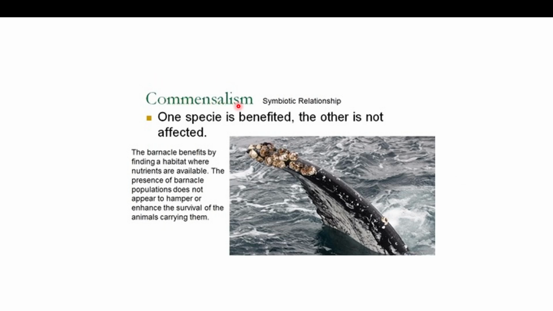And we were talking about commensalism, where one species is benefited while the other isn't affected. So this is a whale flipper, and then you see these ones, these are the barnacles hitchhiking on the way. The barnacle actually benefits by finding a habitat where nutrients are available. Presence of barnacle populations doesn't really hamper or enhance the survival of the animals carrying them. So these act as a kind of hitchhiker where they get to move from one place to the other, as well as get access to food resources.